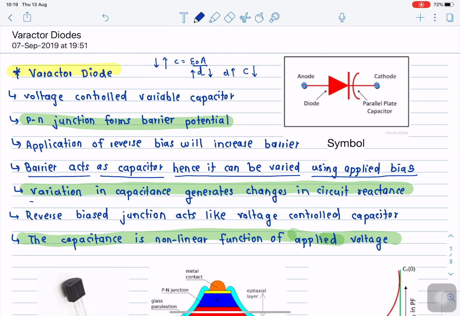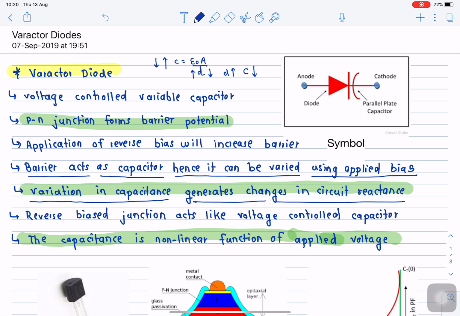So the variation in the capacitance is going to generate a change in the circuit reactance. So this is what we want. We want to vary the reactance of the circuit. In order to vary the reactance of a circuit, we can vary the capacitance. So how is the capacitance varied? The capacitance is varied by varying the voltage across the diode. So when the voltage varies across the diode, the capacitance, which is formed by the barrier potential, tends to change, right? And when the capacitance changes, the reactance offered by the diode is going to change.